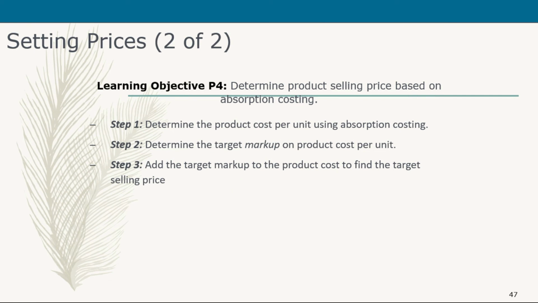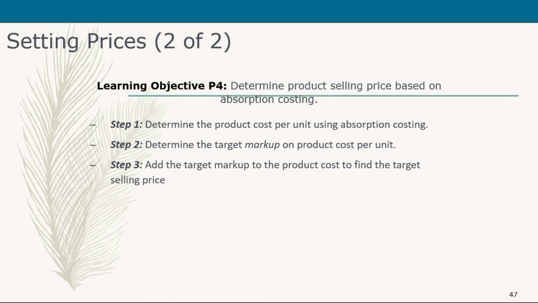Okay. So what are the steps for us to determine the selling price? No, one, we have to determine the product cost per unit using absorption costing. It is better that we use absorption costing rather than variable costing because again, it includes the full cost. And our main target here, again, is to cover the cost, plus we need to have a good profit. Okay. Then step 2, we need to determine the target markup on product cost per unit, and maybe in terms of percentage over the cost, no? And that's the markup, no?